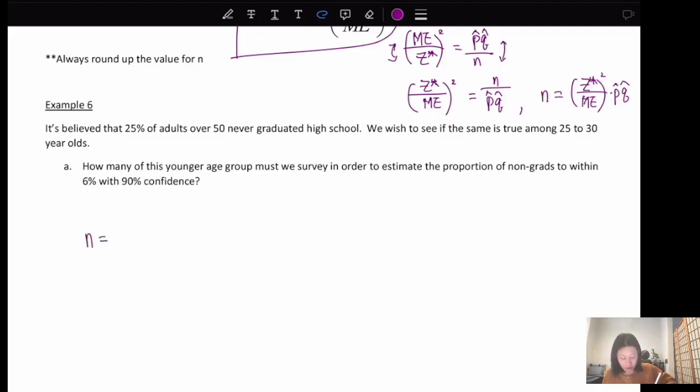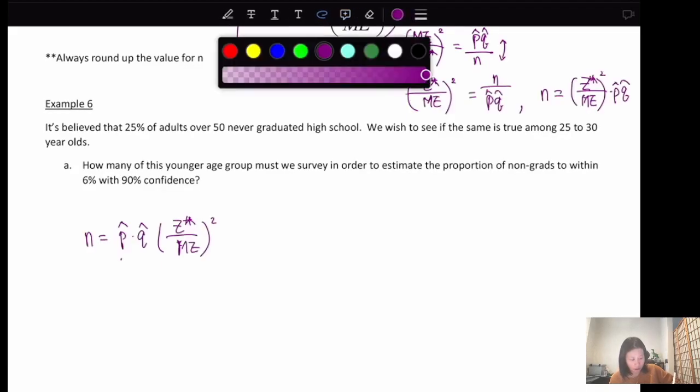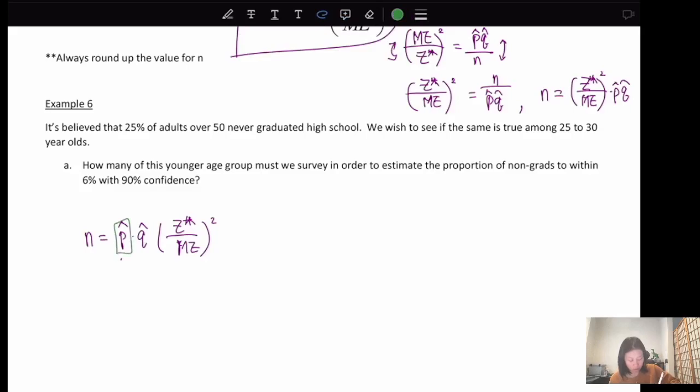So our formula: n equals p hat q hat, z star over margin of error, squared. What do we need? We need p hat and q hat. But basically, if we know p hat, we will know q hat. So that means I need to know p hat, the z-score, and the margin of error. Then we will be able to calculate the ideal sample size.